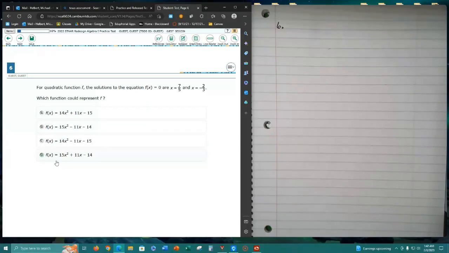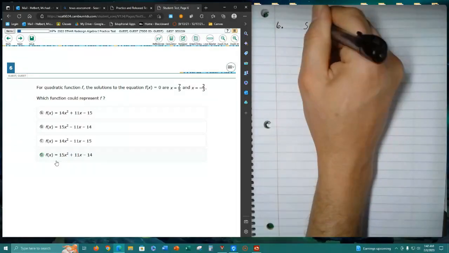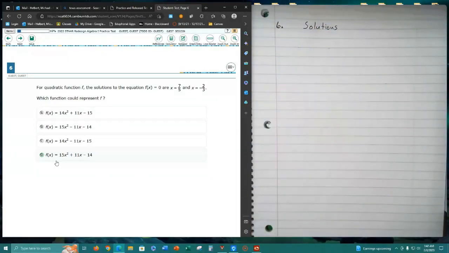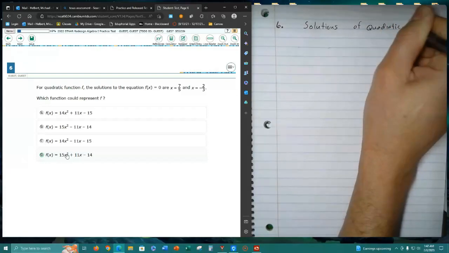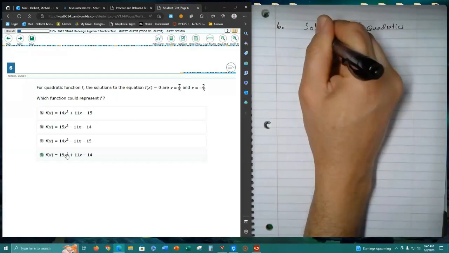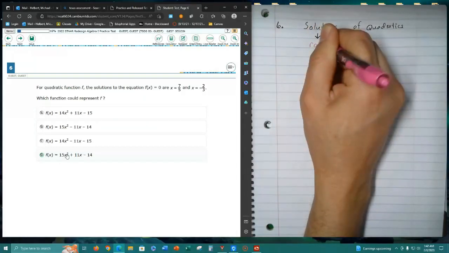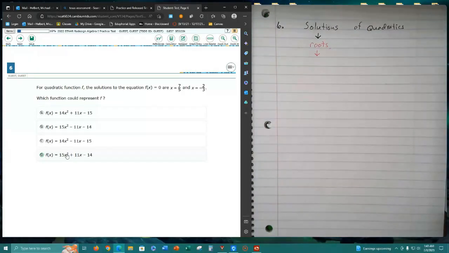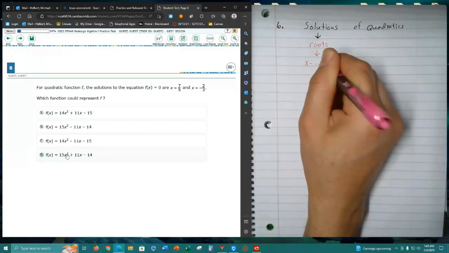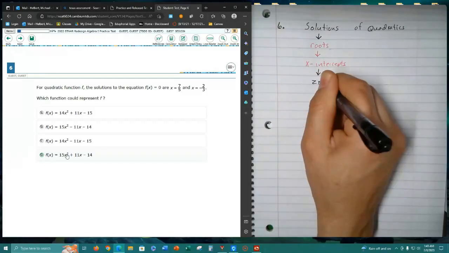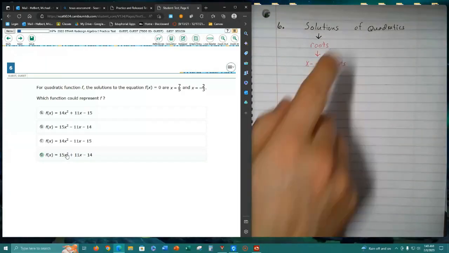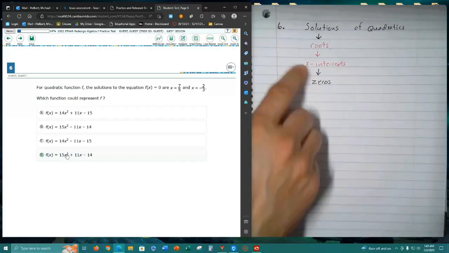Now, I want you to remember, we're going to make a note right here, that when we talk about solutions, specifically when we're dealing with a quadratic, and remember these are all quadratic because the first term is squared, right? Has that power of 2. So I'm going to write of quadratics. I want you to remember that they are also called roots. We also call them x-intercepts. And we also call them zeros. So that's all it's asking for. It's just asking for the solution, which is the same thing as the roots. The x-intercepts are the zeros.